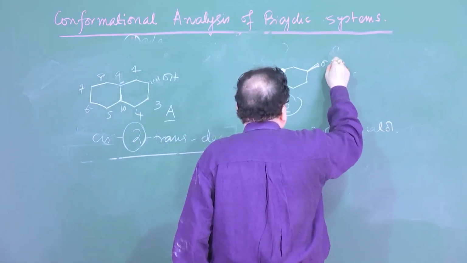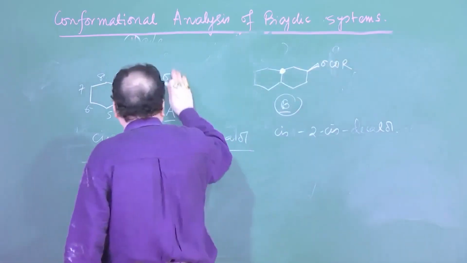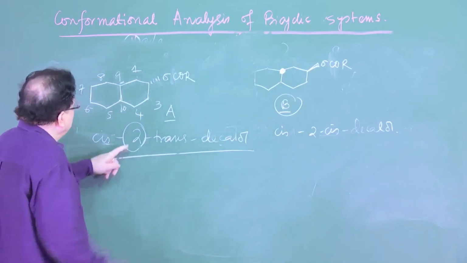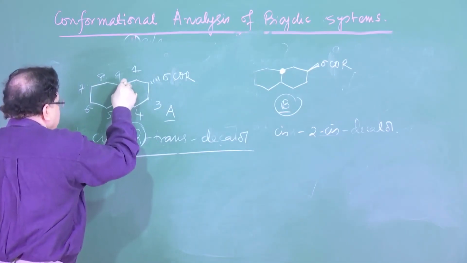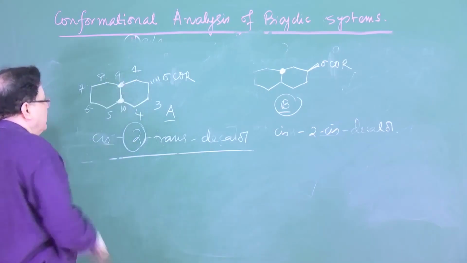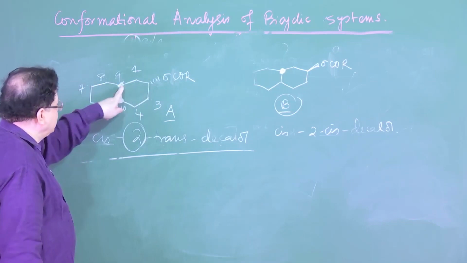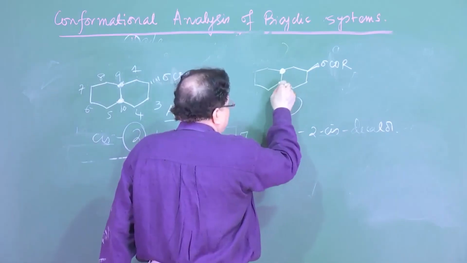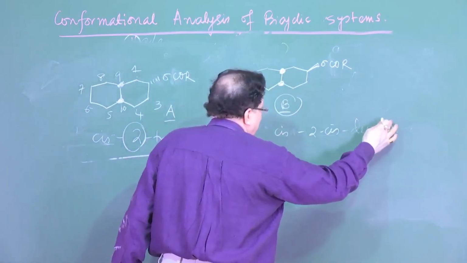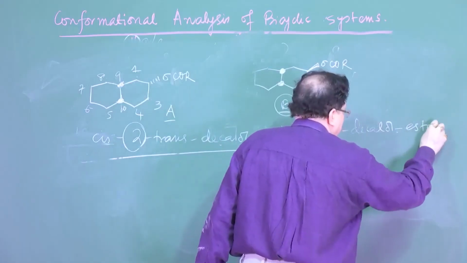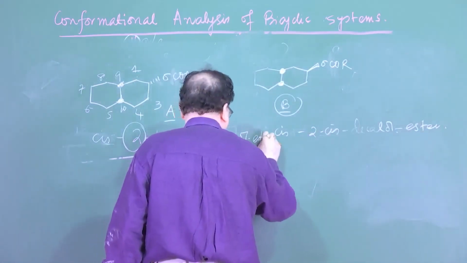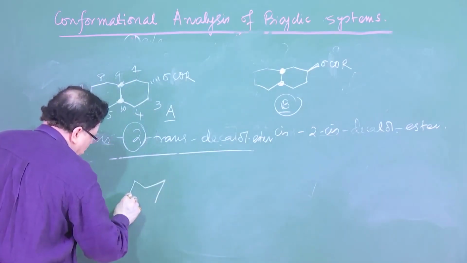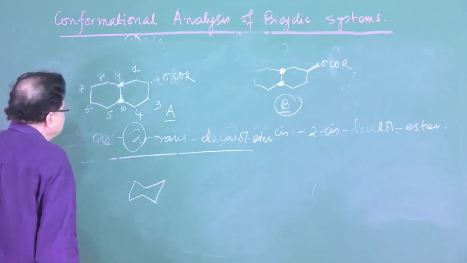Suppose we have a kind of an ester, OCOR, okay. And so, this is cis 2, if it is trans, then both have to be bold, that is cis, and in order to make it trans, this has to be bold bond, that is beta bond, beta hydrogen, and this is the cis decalol ester, some ester. Okay. So, you draw the conformation of A. So, if you draw the conformation of A, now it is cis.